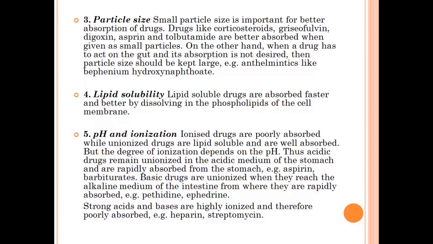The next point is particle size. Small particle size is important for better absorption of the drugs. Drugs like corticosteroids, griseofulvin, digoxin, aspirin, and tolbutamide are better absorbed when given as small particles. On the other hand, when a drug has to act on the gut and its absorption is not desired, then the particle size should be kept large. Example, antihelminthics like bephenium hydroxynaphthoate. Okay, so generally when the particle size is small, there will be better absorption.